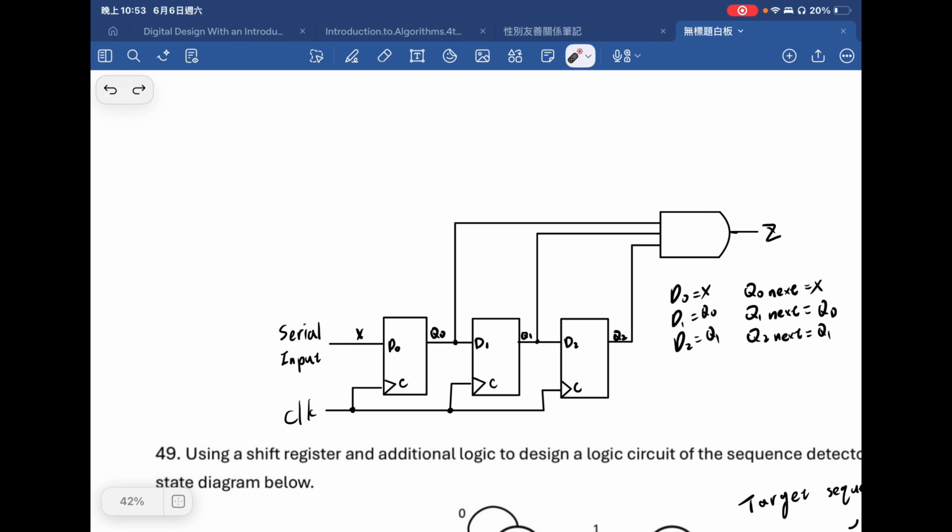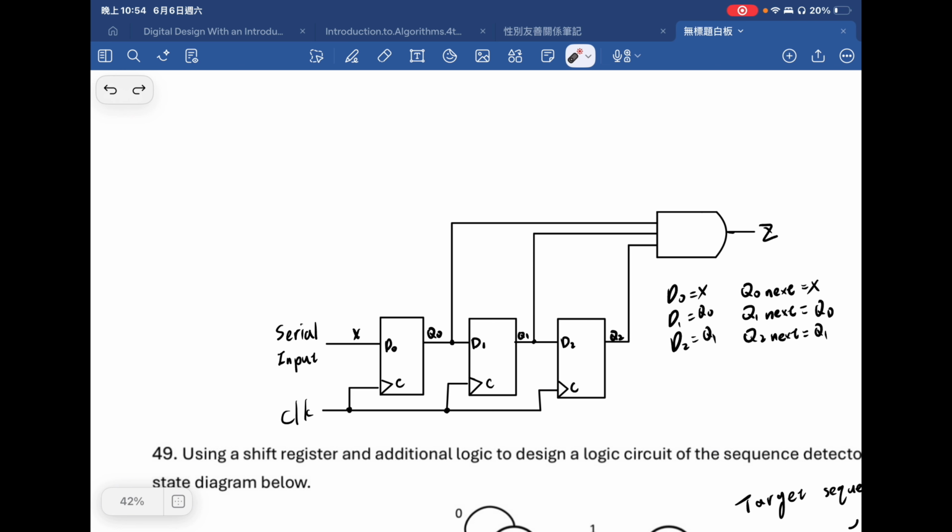This means that the input X goes into the first flip-flop, the output of the first flip-flop goes into the second flip-flop, and the output of the second flip-flop goes into the third flip-flop. At every clock edge, all D flip-flops update at the same time. So the next state equations are Q0 next equals X, Q1 next equals Q0, Q2 next equals Q1.